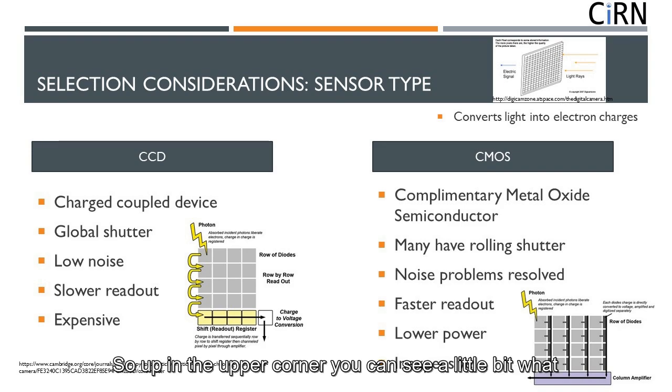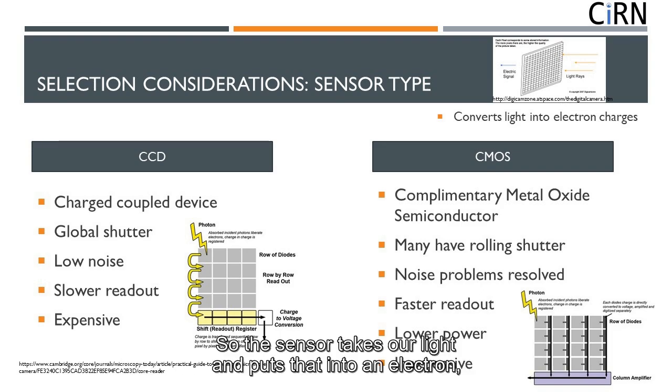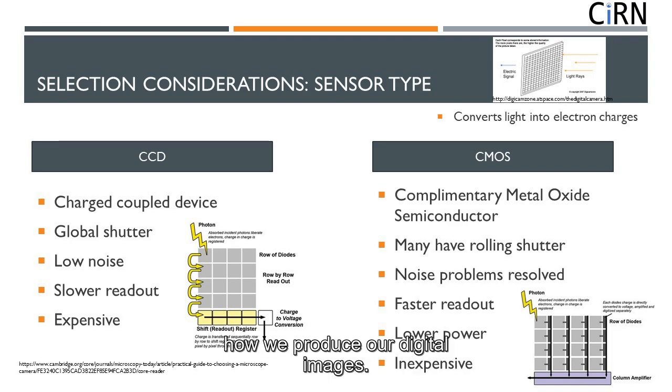Okay, so up in the upper corner, you can see a little bit what Kate was alluding to when she talked about the description of photogrammetry. So the sensor takes our light and puts that into an electrical signal that we can then save. And that's basically how we produce our digital images.